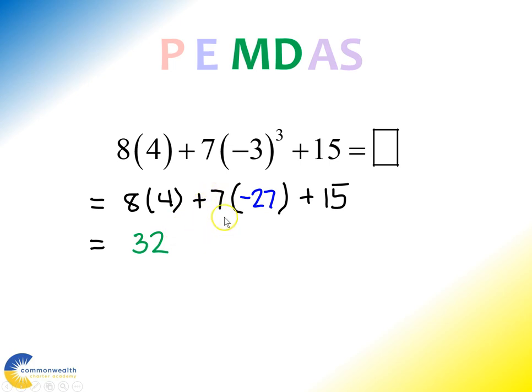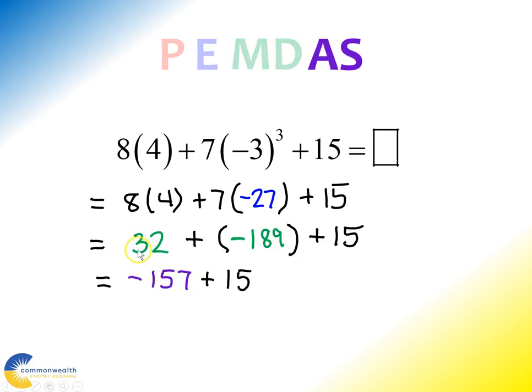Now I have a plus sign, and I have a 7 times -27. Well, 7 times -27 is a -189. And of course the plus 15 just gets brought down because there's no other multiplications and divisions. So now I have 32 plus -189 plus 15. And so now I go to my last stages for the order of operations. I do any additions and subtractions from left to right. So I first do the 32 plus -189 to get a -157. So I have -157 plus 15, and -157 plus 15 becomes a -142.